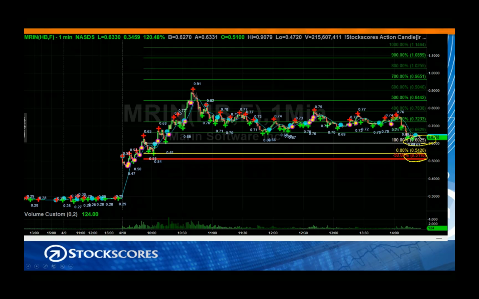Stop loss was at 51 cents, and the sell point was right here at 78 cents. And so you're making 18 cents a share on a 60 cent a share trade. So it's a little better than 25 to 30%, I guess, profit. And this was a very quick one.